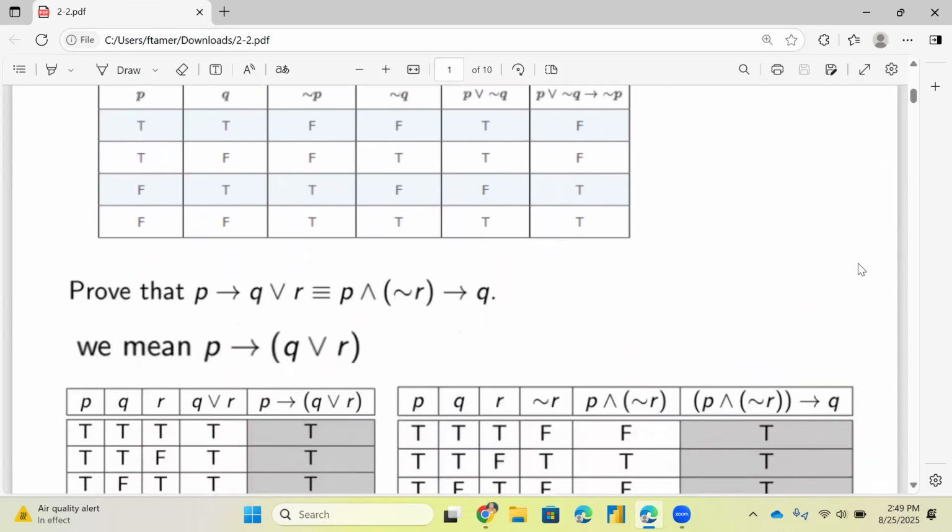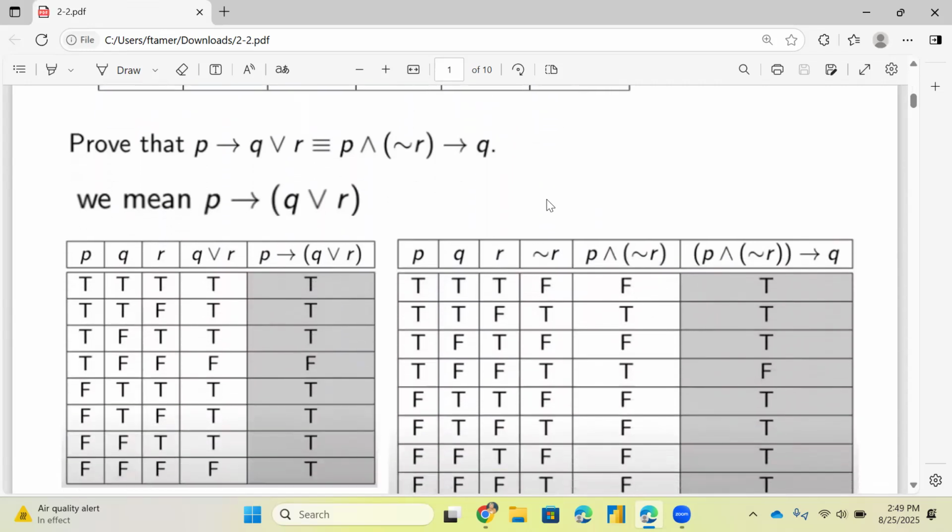If we look at another example here, we want to prove that if P, then Q or R is logically equivalent to P and not R, so this is, if P and not R, then Q. First of all, we're going to create the truth table for the left side. So the left side is if P, then Q or R.